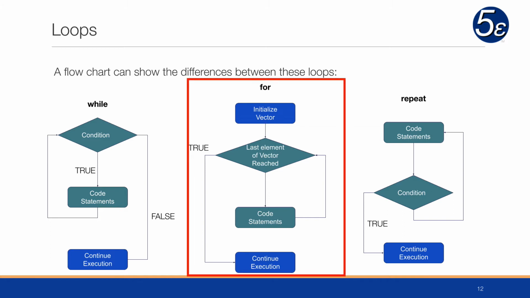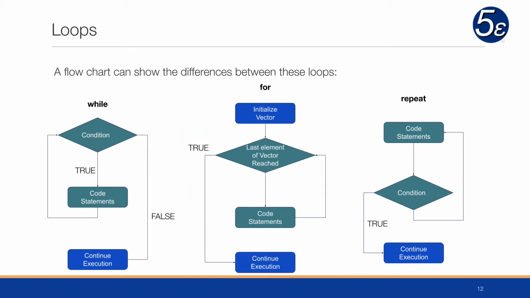The second, middle flowchart shows the for loop. What it's going to do is we initialize a vector. This vector will represent the number of times the loop will be executed. So for example, we might initialize a vector called i, which will have the numbers 1 through 10, meaning that the loop will execute approximately 10 times. I say approximately because there's a way to exit out of the loop. What we will do is test the condition to see if the last element of the vector has been reached for this loop.